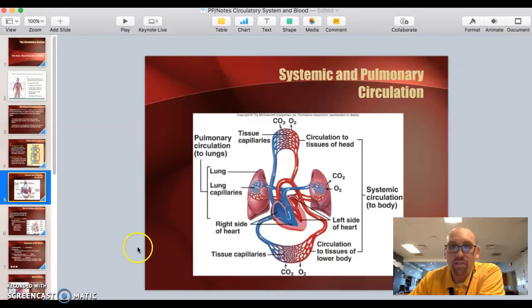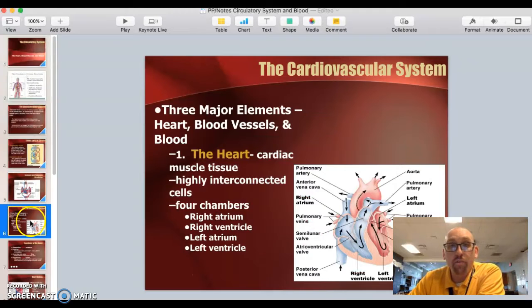Okay, and this is just another example of that idea that the pulmonary is from the heart to the lungs and back, and then your systemic is getting blood to your head and your lower body and back again to be reoxygenated. All right, so there are three main elements or parts to the cardiovascular system or the circulatory system.